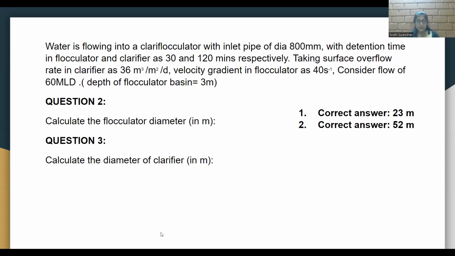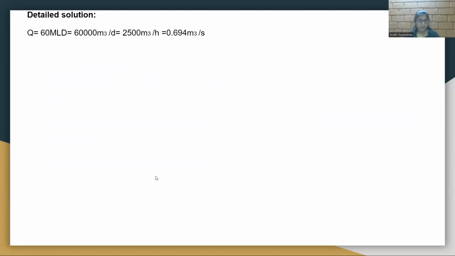Okay, Sangamitra, shall we move to the solution? Yes, you can move. I'm doing, but you can proceed. Yeah, so let's check the solution.